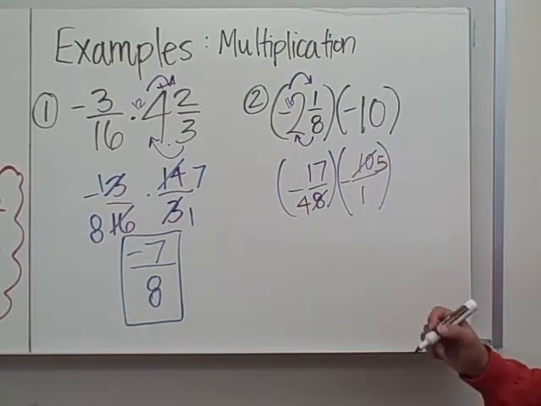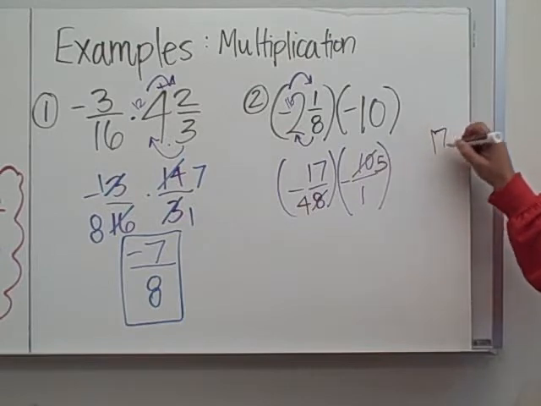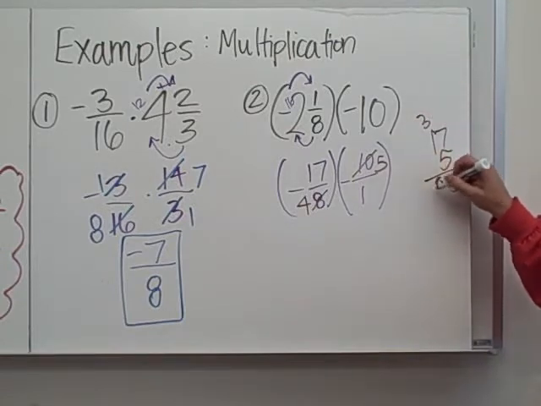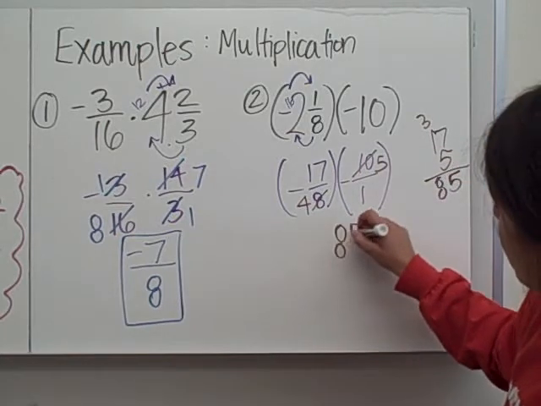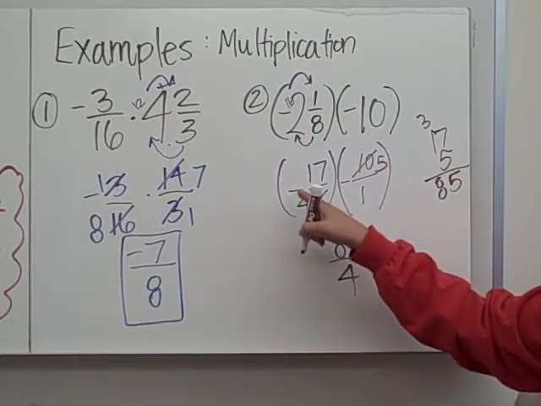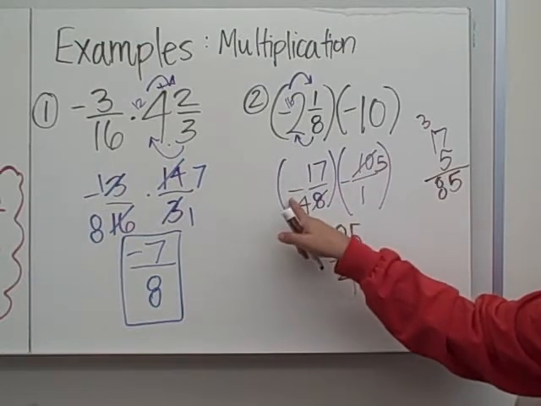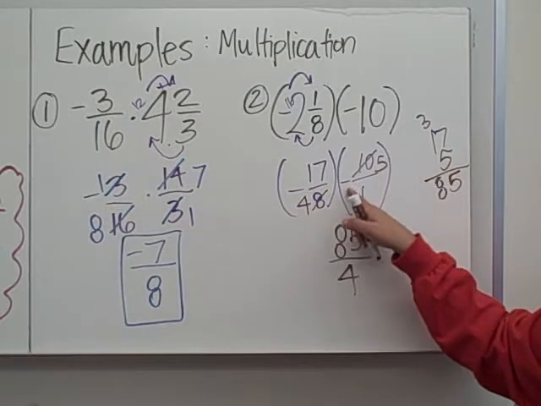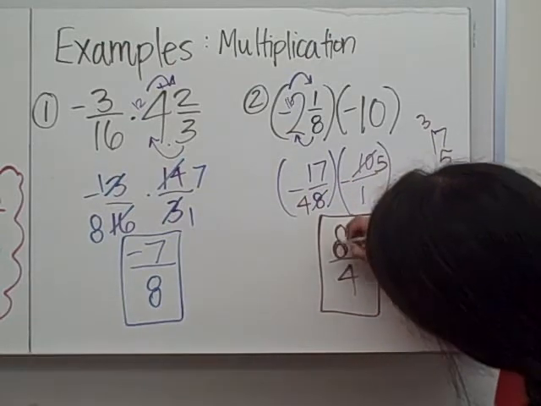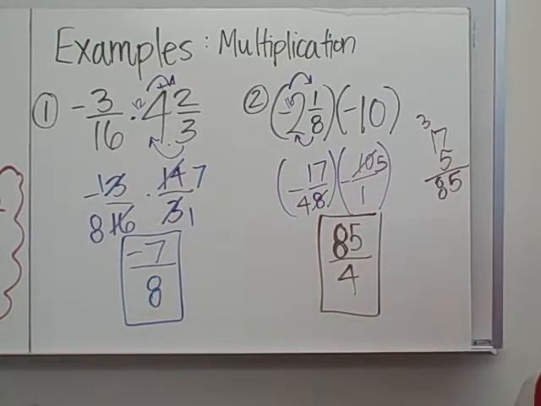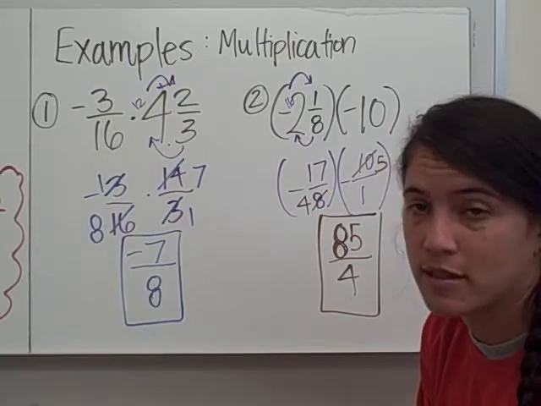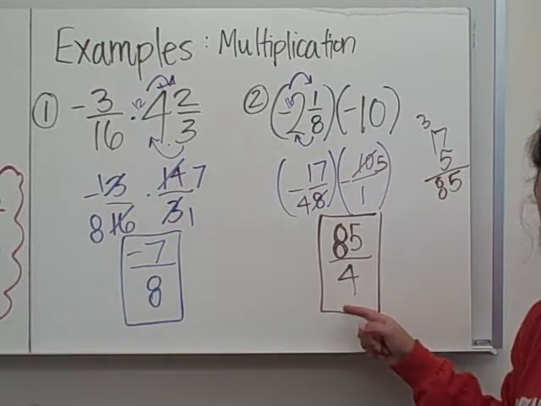And now we can multiply across. 17 times 5. I'm not sure what that is. 7 times 5 is 35. 5, 8. So 85 over 4. 4 times 1 is 4. And then these are same signs. Look, a negative and a negative. And a negative times a negative is going to give me a positive. So 85 over 4. Again, you can leave it as an improper fraction. I'm not asking you to change it to a mixed number. So 85 over 4.